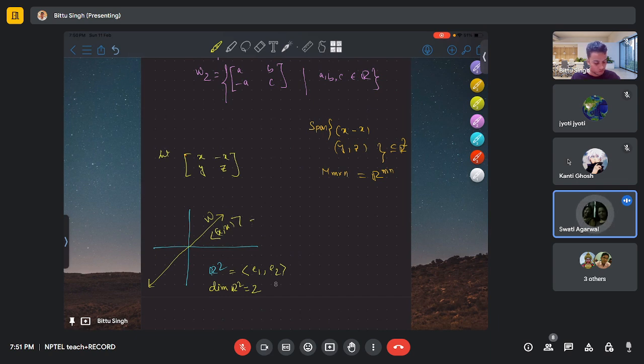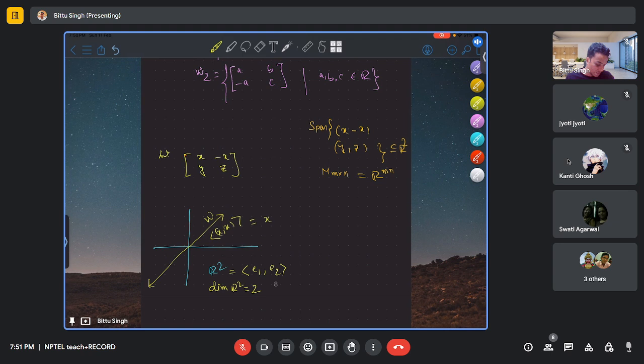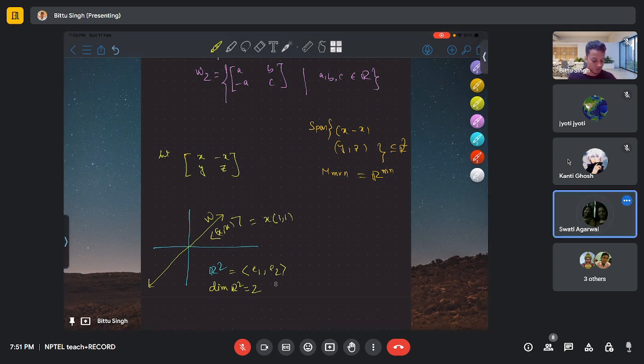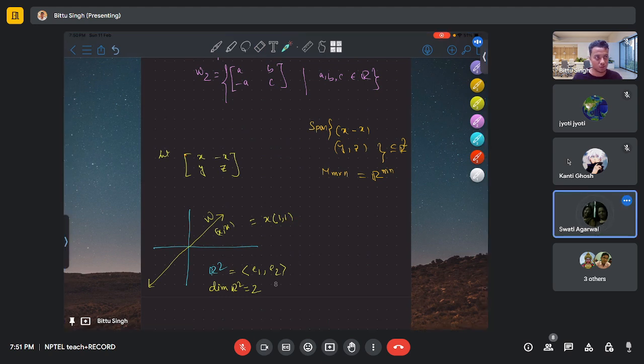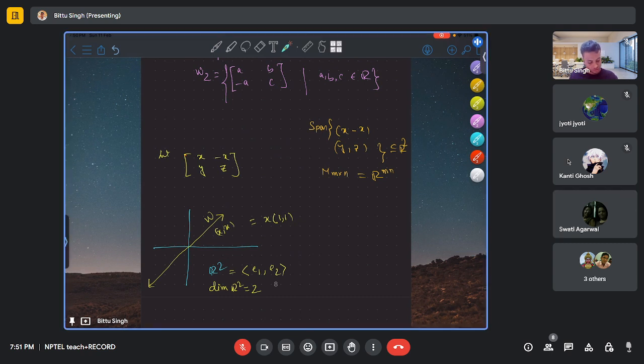Any element can now be written as x times (1 comma 1). And a single element will always be linearly independent as it is non-zero. So clearly it will be one dimensional, because the basis for this subspace will contain only one element. Therefore it is one dimensional.